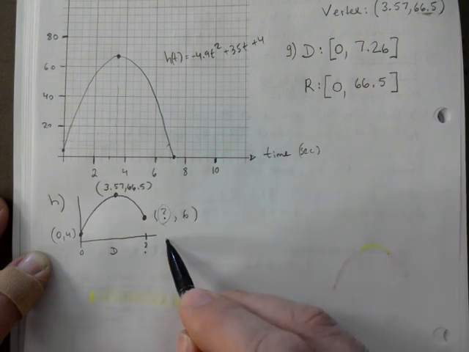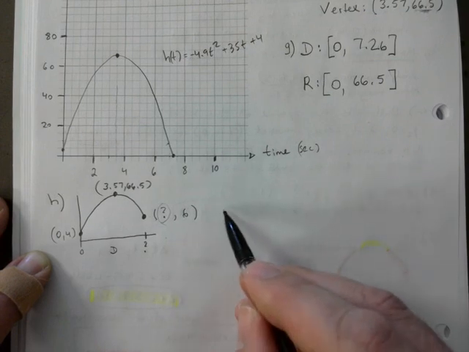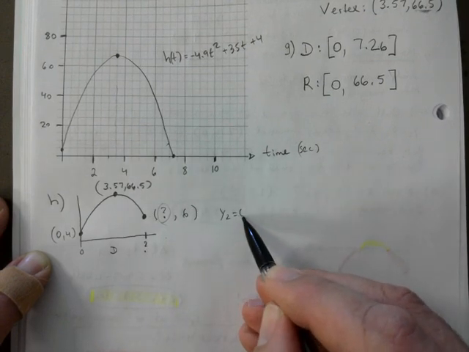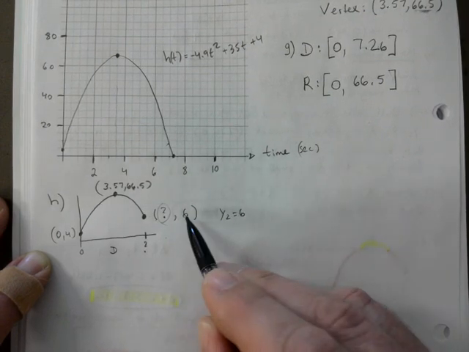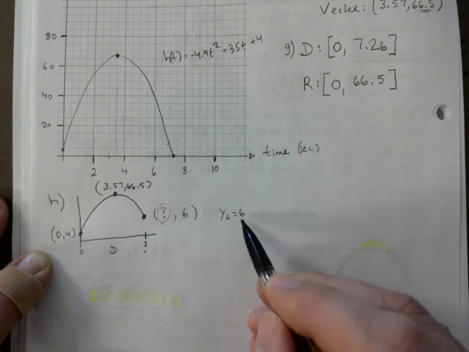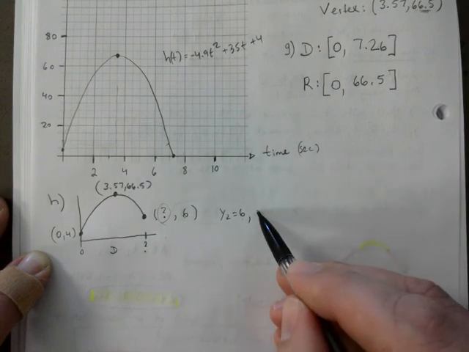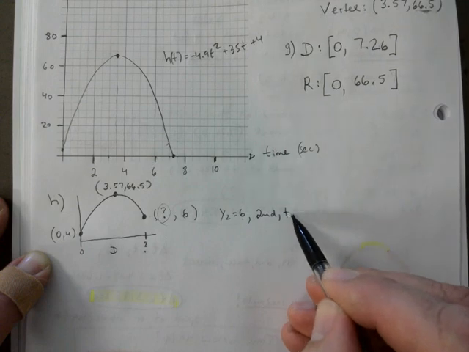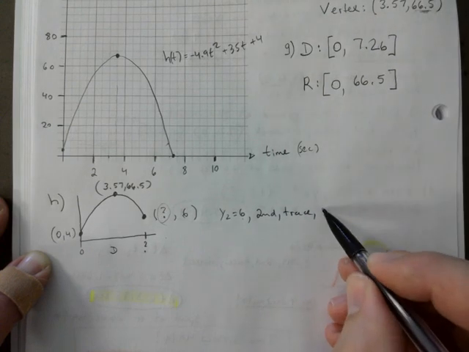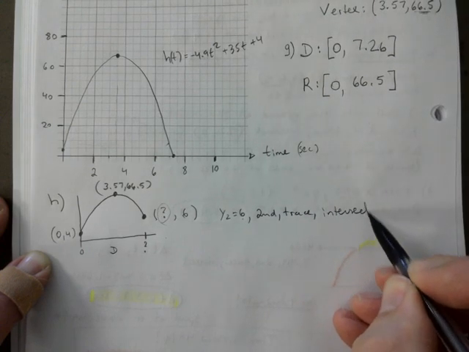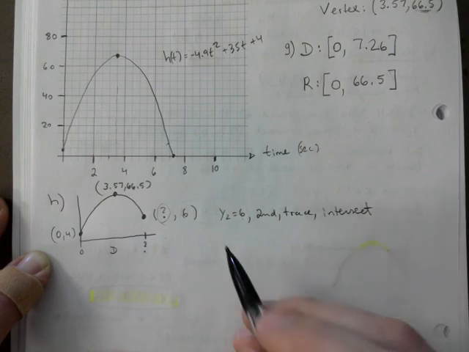So we will do this. Y2 is equal to 6, because we know that one, right? Y2 is equal to 6. Second, trace, intersect. And let's find the x value.